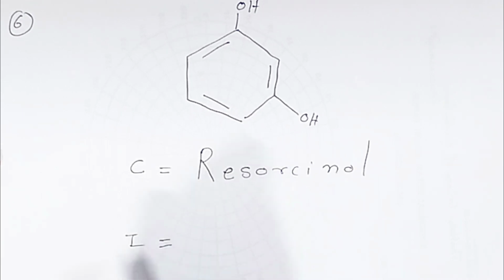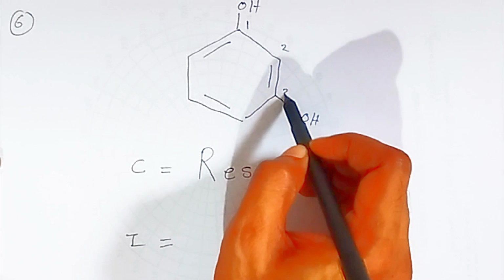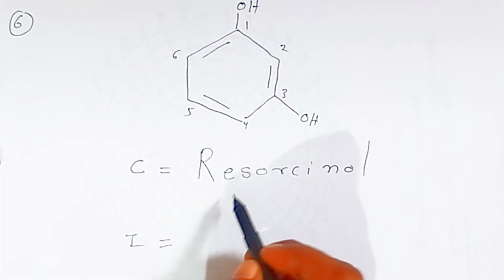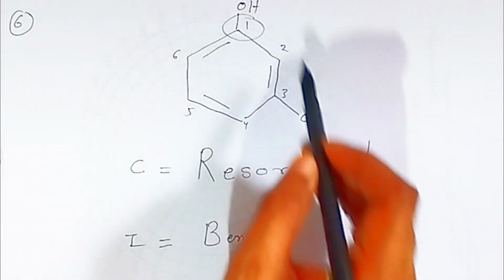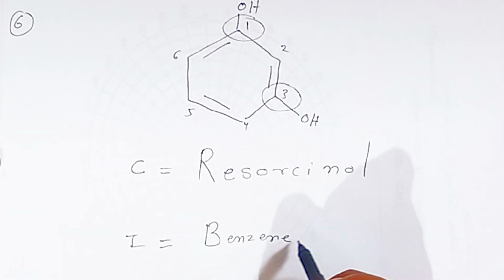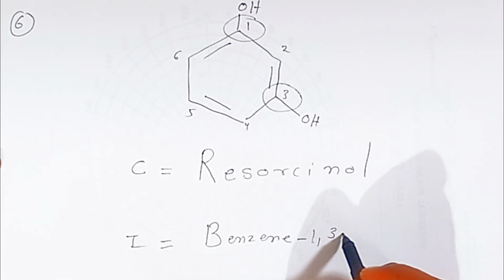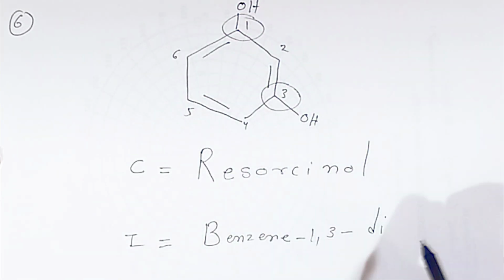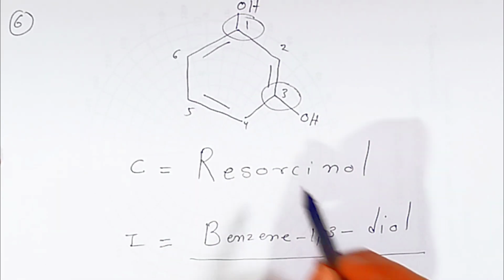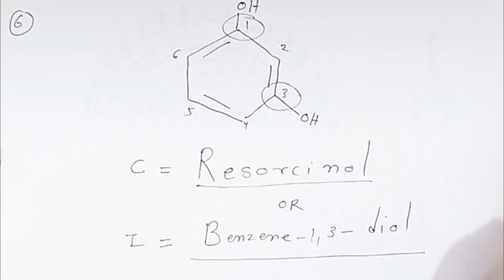Now in the IUPAC name, students, you have to start the numbering. We have to give numbers to the carbons: 1, 2, 3, 4, 5, 6. This is a benzene ring containing 6 carbons, students. Now at carbon number 1 and 3 there are hydroxyl groups. So we call it benzene dash 1 comma 3 diol. Di means two hydroxyl groups, so diol. This is the IUPAC name, students. Benzene 1,3 diol is nothing but your resorcinol. Understanding, students? This is the name of this molecule.